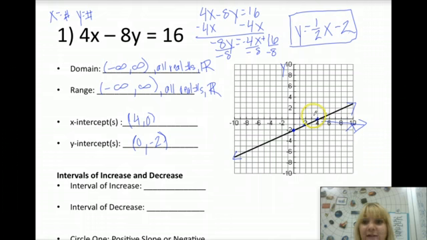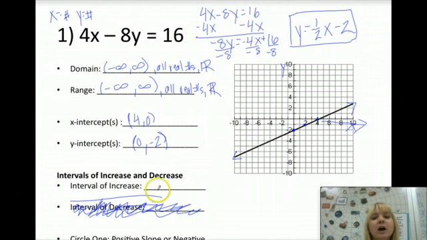So this one we have increase, because as x values increase, our y values increase as well. So we don't have an interval of decrease, so we don't have to do the interval of decrease for this one. But sometimes it may be an interval of decrease. Our interval of increase, and we're going to express it in interval notation, is going to be -infinity to infinity. It's all of those points. And once again, positive or negative slope. This one is a positive slope.